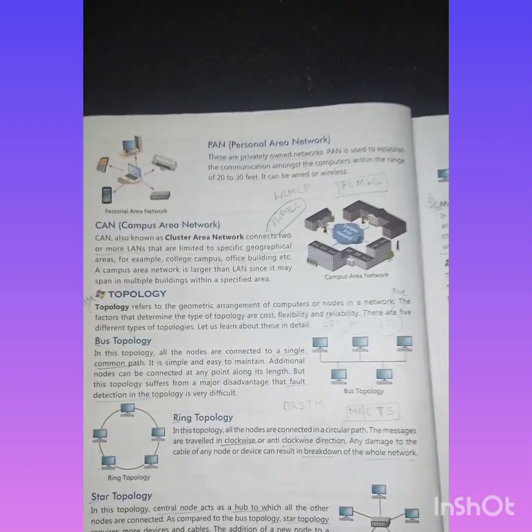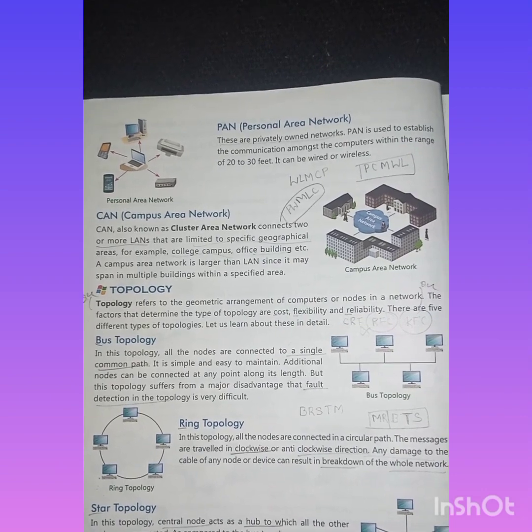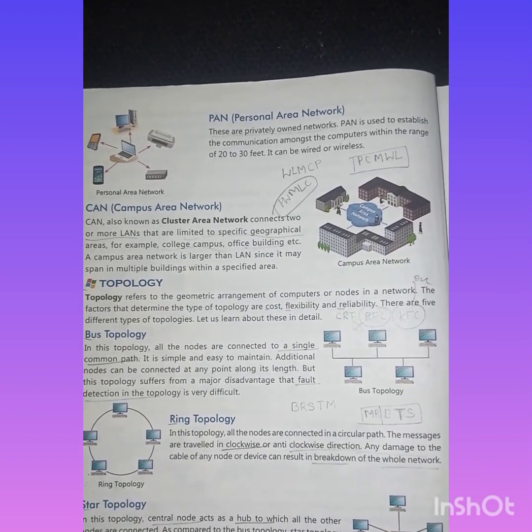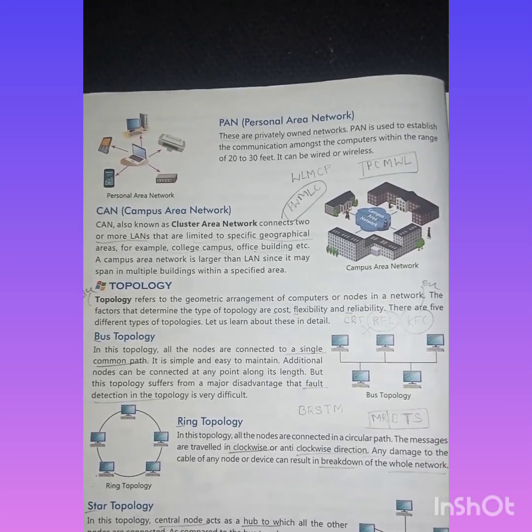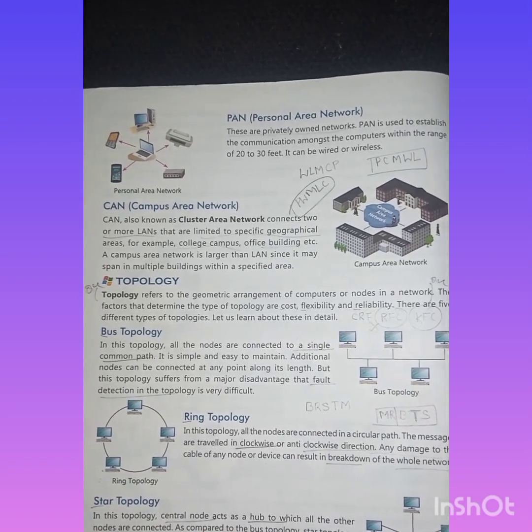And next is about PAN, that is personal area network. PANs are privately owned networks. PAN is used to establish communication amongst the computers within the range of 20 to 30 feet. It can be wired or wireless.